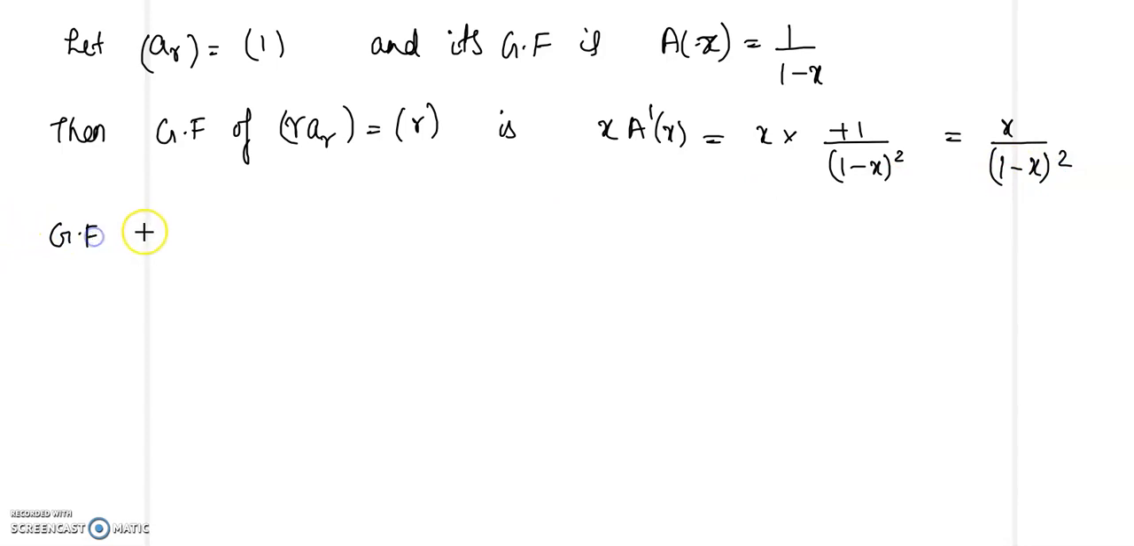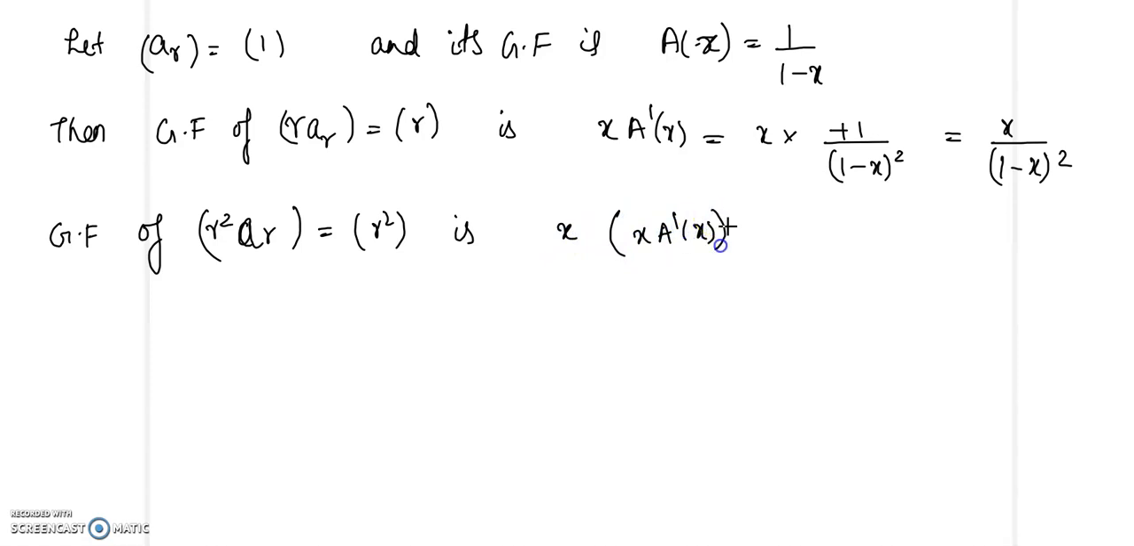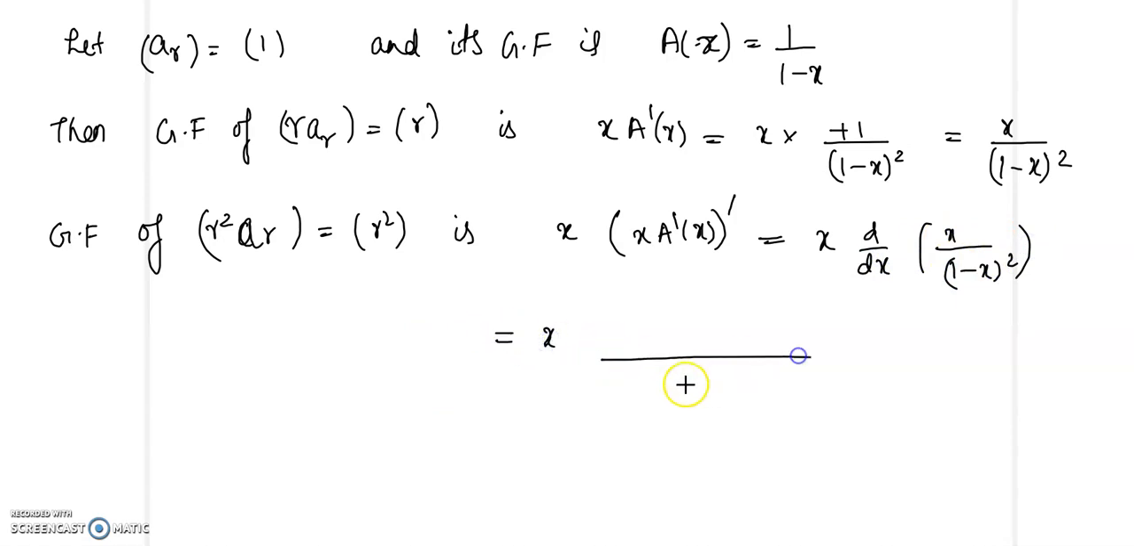Then the generating function of r square AR will be equal to x into the derivative of x A dash of x, so that will be x into the derivative of x by (1 minus x) whole square. So that will be x into (1 minus x) raised to 4 into (1 minus x) whole square into (1 minus x) into 2 into (1 minus x) minus 1.